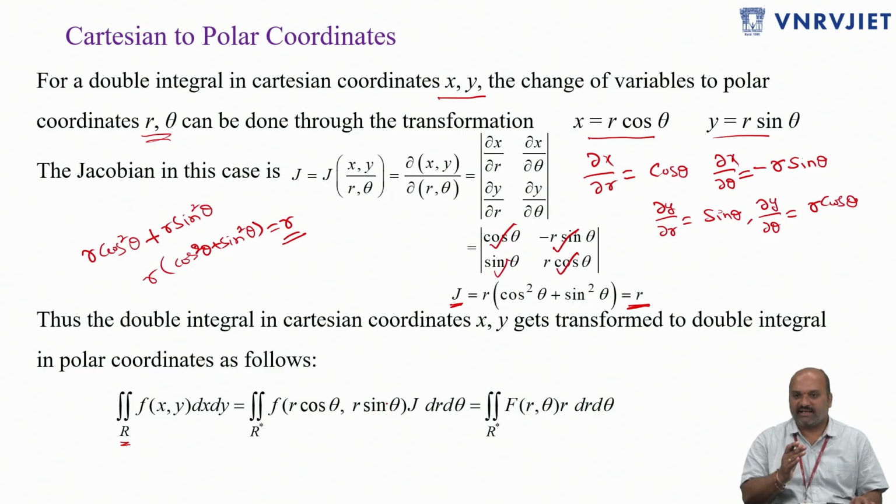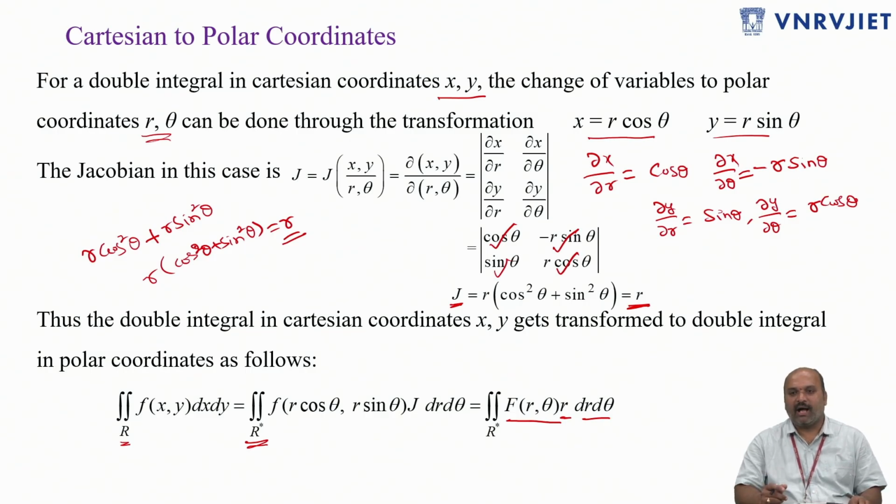See, you are changing Cartesian coordinates to polar coordinates. The region also may vary. So that's why the region I am denoting in polar coordinates is R star. R star is the region of integration in polar coordinates. So x equals r cos theta, y equals r sin theta, and this is the Jacobian into dr d theta. Now if you substitute x equals r cos theta and y equals r sin theta, this integrand completely becomes a function of r and theta. Let us denote this with capital F of r comma theta, into r dr d theta. So like this we change a double integral from Cartesian coordinate system to polar coordinate system.